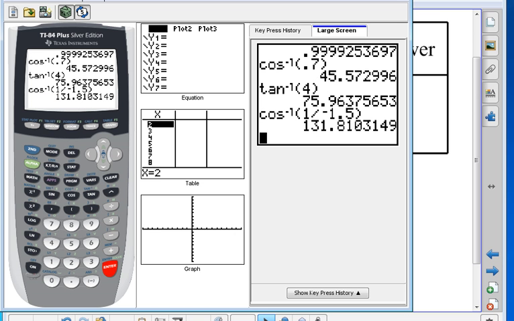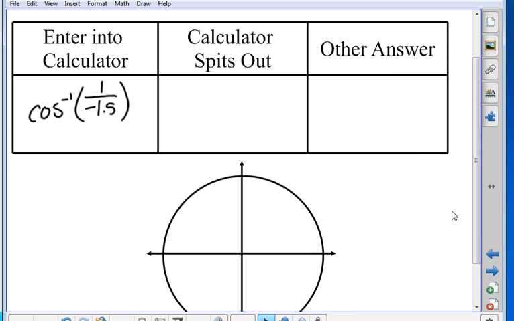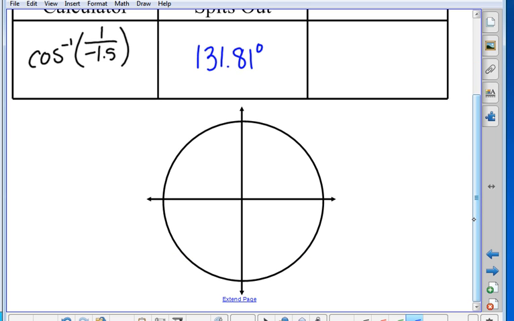And notice my calculator spits out 131.81 degrees. And if I draw that on my picture, I'm going to write this first here. 131.81 degrees. When I draw that on my picture, 131.81 would be right about here. So that distance is 131.81.